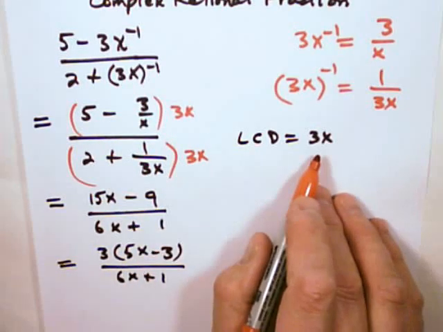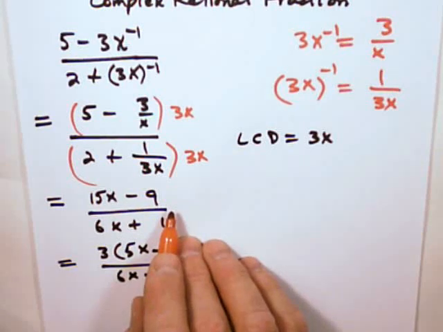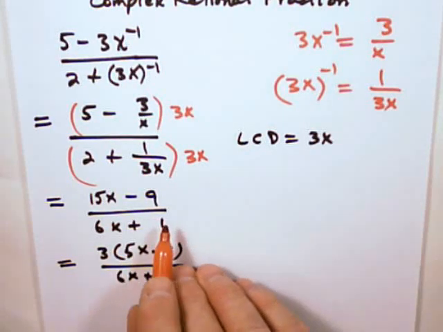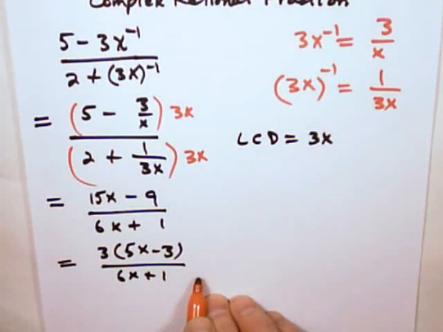We recognize the least common denominator, multiply top and bottom, use the distributive property to do the multiplication and cancel as appropriate, and then finally simplify to get our final answer.